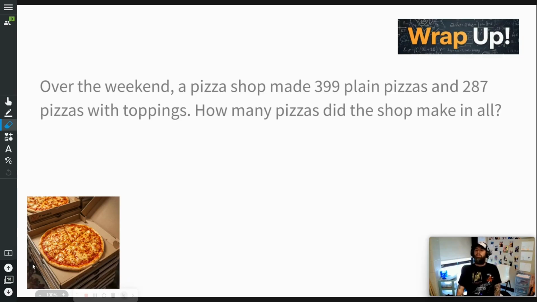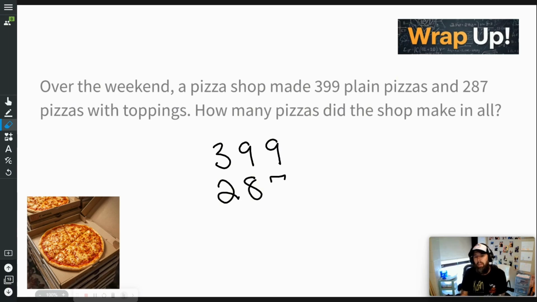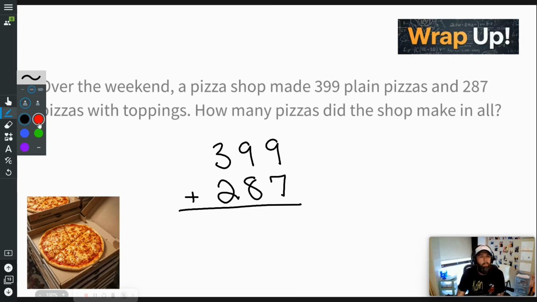Over the weekend, a pizza shop made 399 plain pizzas and 287 pizzas with toppings. How many pizzas did the shop make in all? So again, we have a certain amount of this kind. We have a certain amount of that kind. Let's put them all together and add them up. We're going to add up 399 plus 287. Make sure everything's lined up. Make sure you add up correctly.